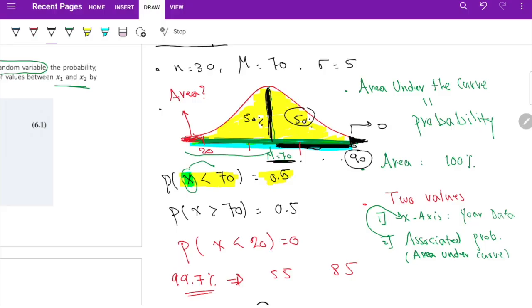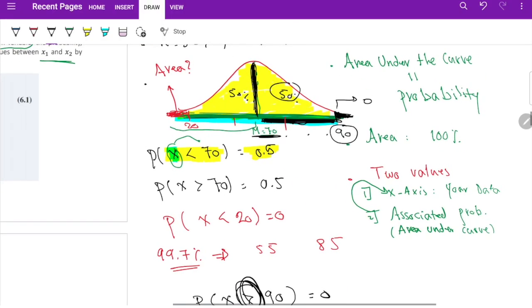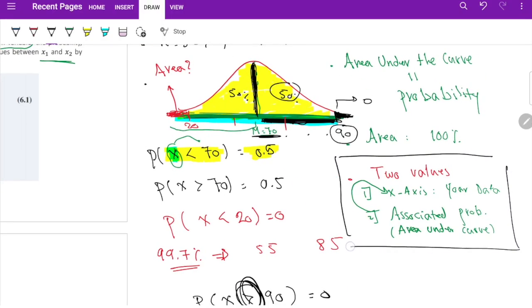Okay, so this is the idea of the area under the curve, and as I said, we have to make connections between two things, x and the associated probability.